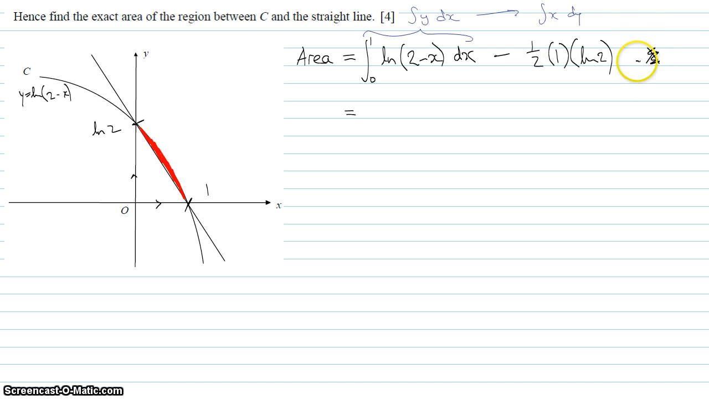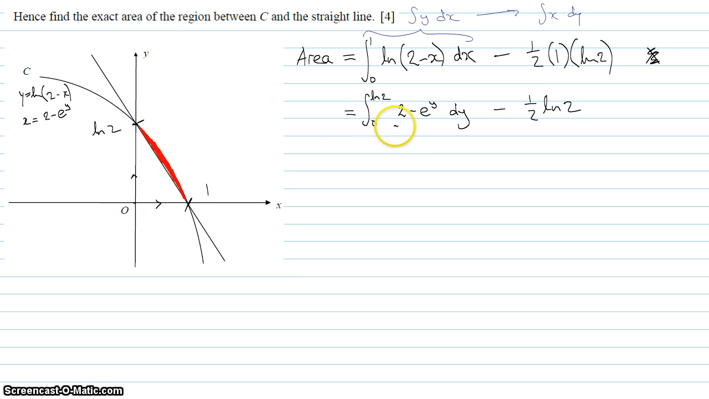So, you can probably skip this first step. It's not wrong, but you can skip it. The area is actually equal to the integral from 0 to ln 2 of x dy. So what is x? Well, y is equal to ln(2 − x), so x is equal to 2 − e to the y. So I integrate 2 − e to the y dy, and I'm still subtracting away the same area, minus a half ln 2.